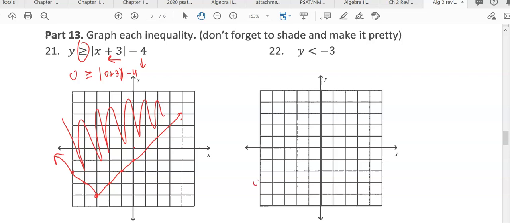At -3, I'll make a horizontal line. Y is smaller than that. So I think I'm going to shade down. If I tested a point like 1, 1 here, is 1 smaller than -3? That's not true. So that point should not be in the shaded area. It's not. And that's it.